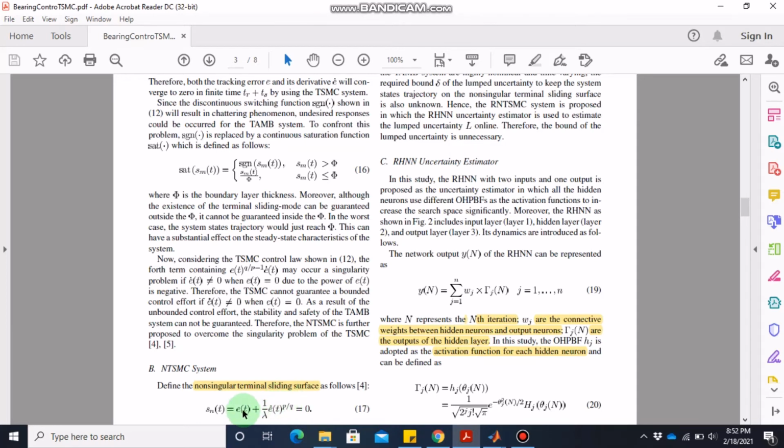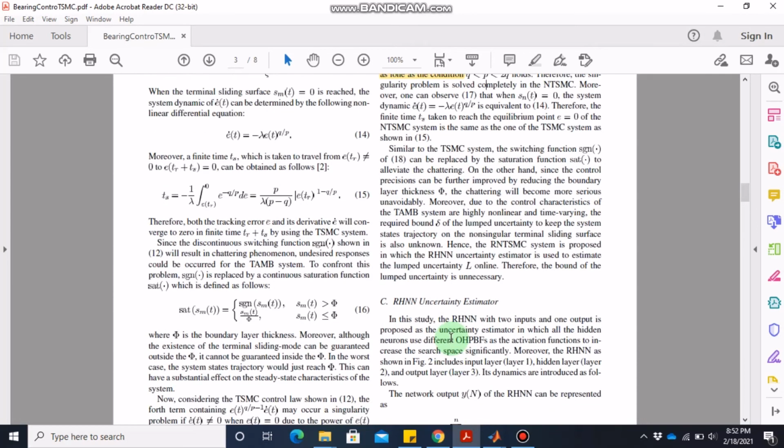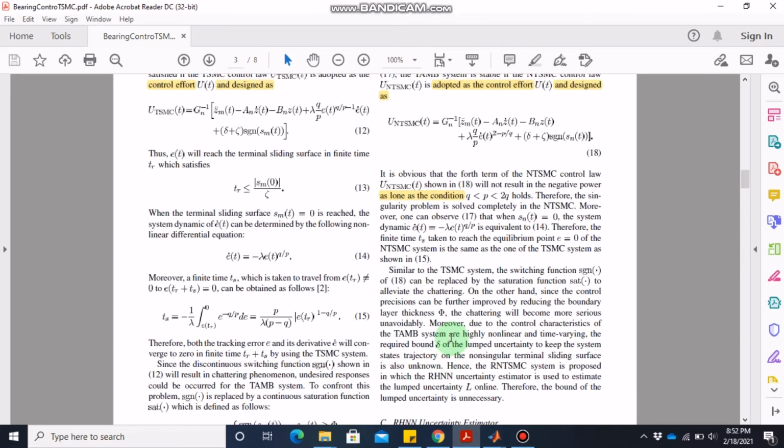Instead of error having power p over q, now the derivative of error is having power p over q, and this difference in sliding surface changes the control law, which is otherwise almost the same. You can see here z double dot minus a and z b, and there is this difference in the control law. The fourth term in the control law is different. The fifth term is the same.